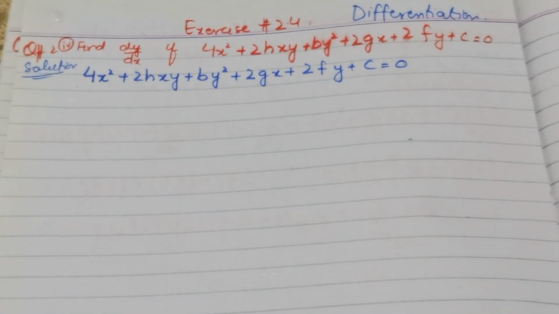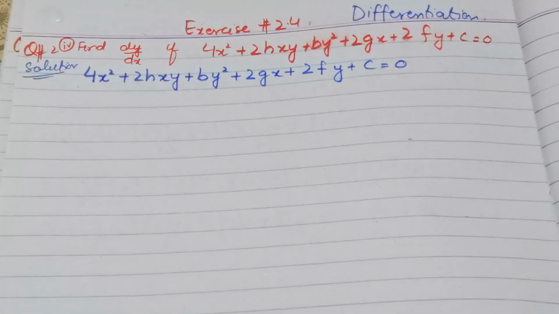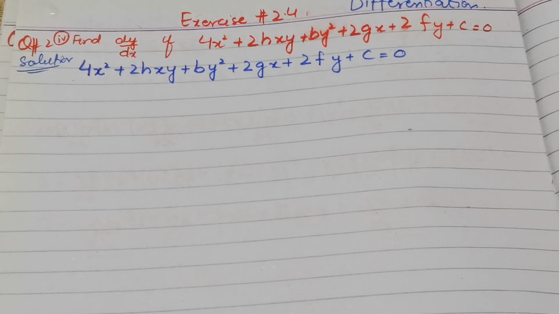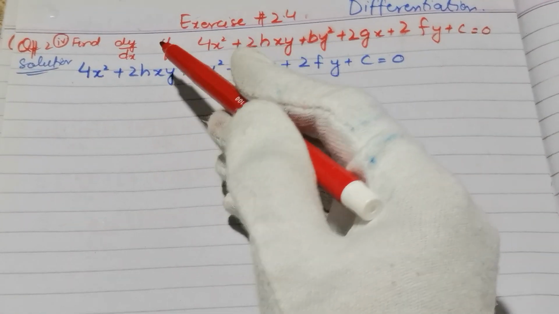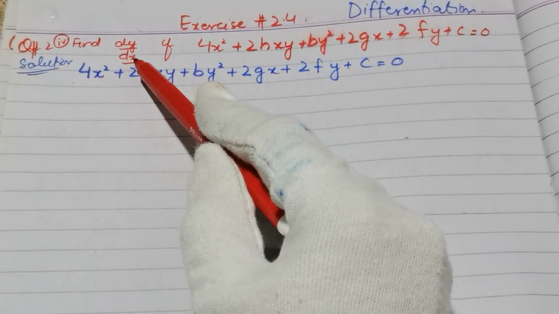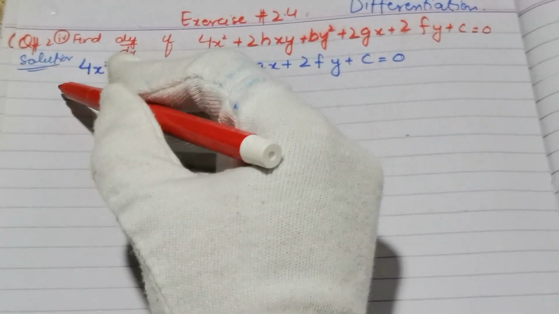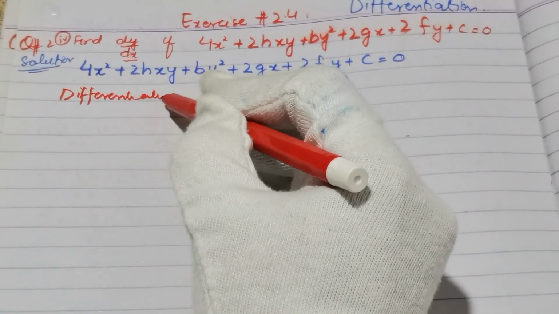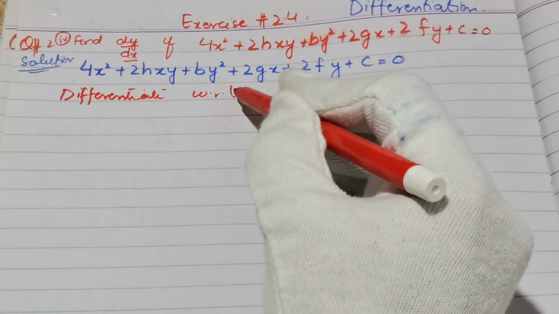Today I am going to teach you question number 2 part 4. In this question we want to find the value of dy by dx. It means we will differentiate with respect to x. So differentiate with respect to x.